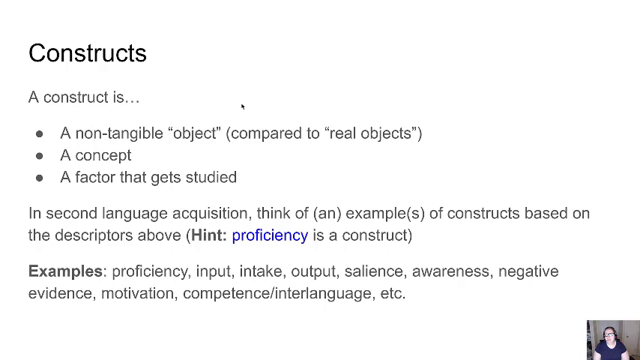Here's a bunch of examples for later reference. Things like proficiency, input, intake, output, salience. So salience is how easy it is to perceive it, right? Something that's huge and a bright color might be very salient to most people. Whereas something that's kind of gray and blends into the background is not salient, for example. Awareness, negative evidence, which is sort of evidence that something is bad. Motivation, competence, interlanguage, all that sort of stuff, okay?